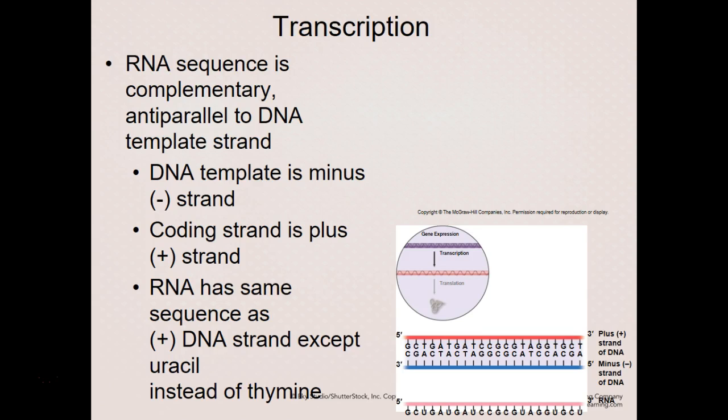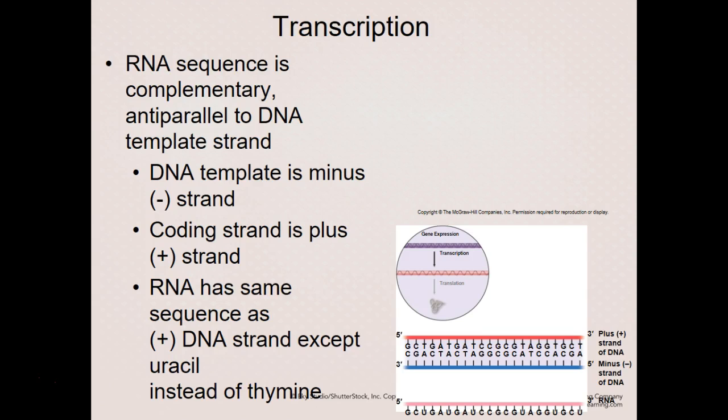So we transcribe using DNA as our template. DNA is double-stranded, so it has to unwind so that RNA polymerase can bind. There are 2 strands then of the DNA. One of those strands is called the coding strand. The other strand is called the template strand. The coding strand is also known as the plus strand. The template strand is also known as the minus strand.